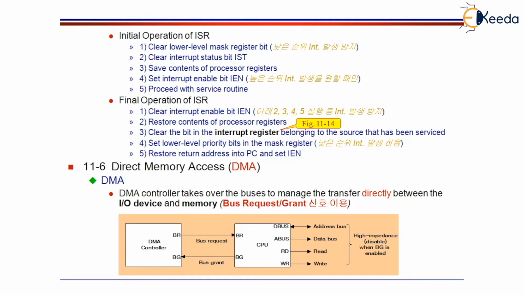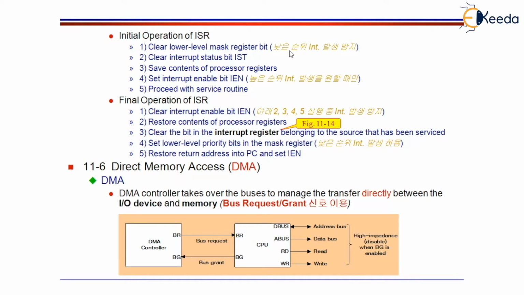So we will understand the initial operations and the final operations of the interrupt service routine. Let us say the CPU is about to execute an interrupt service routine, before which the CPU has to finish some operations, and after executing the interrupt service routine, the CPU should be able to perform a few other operations. Let us understand what this is.